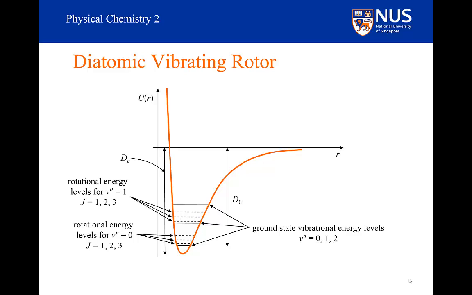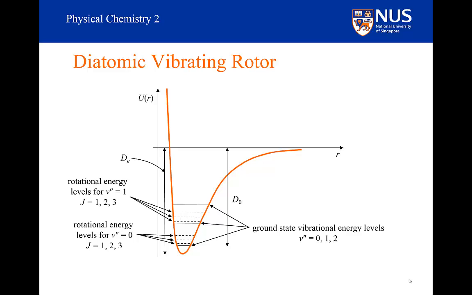Molecules in these levels up here have vibrational energy associated with V equals 1, but they have different values of J. J equals 1, J equals 2 and J equals 3 again. The really important thing you want to note is that we can define any of these levels, whether it is solid or dashed, by two quantum numbers.